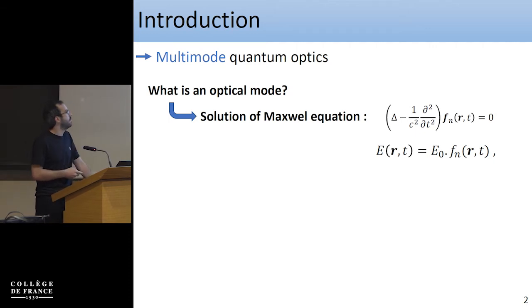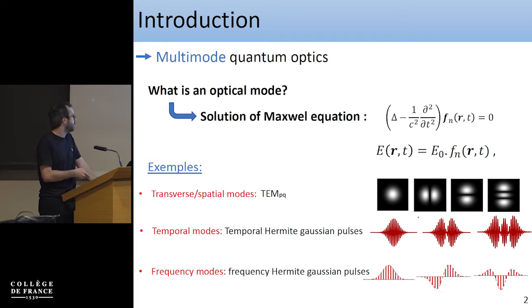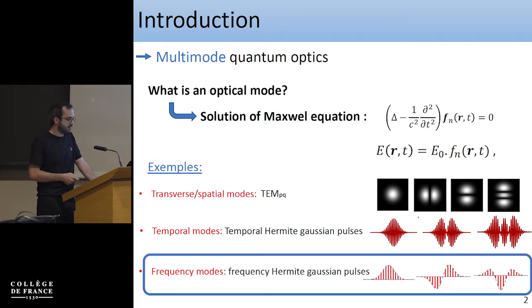So we have several examples of families of modes. I would say that the most famous one is maybe the TEM mode, where for each mode we have a spatial distribution. But we also have the pulse modes, where each mode has a Hermite-Gaussian shape. And finally, we also have the frequency comb modes. The same, we have a comb with a Hermite-Gaussian shape. In our lab, what we use is the last family, the frequency comb mode.